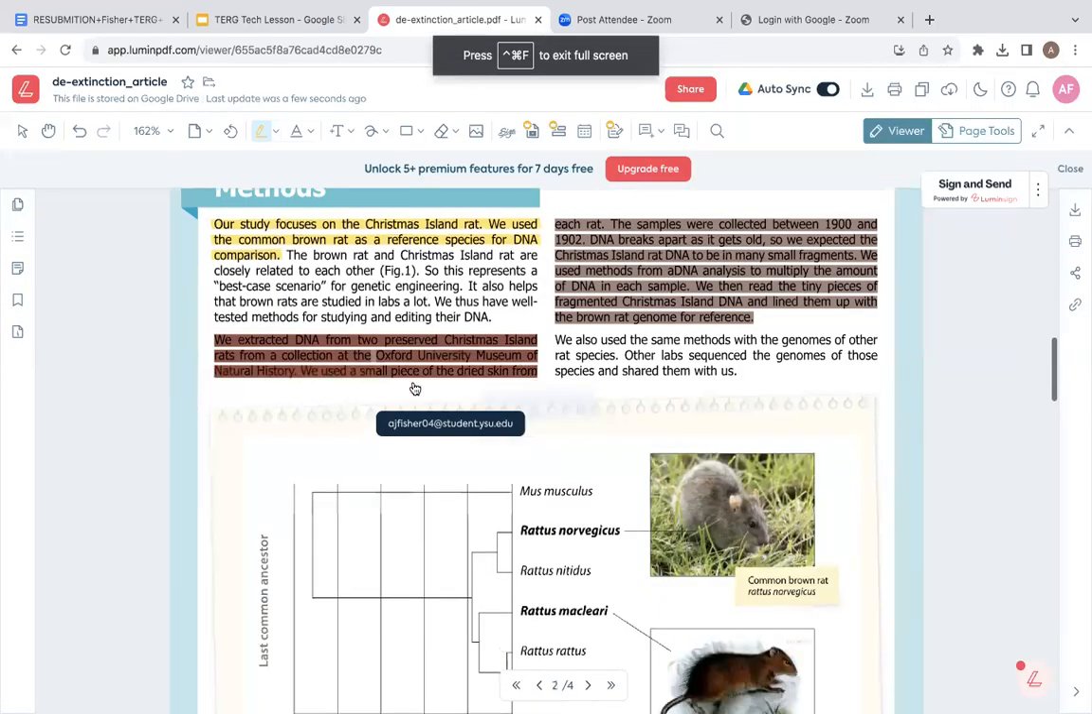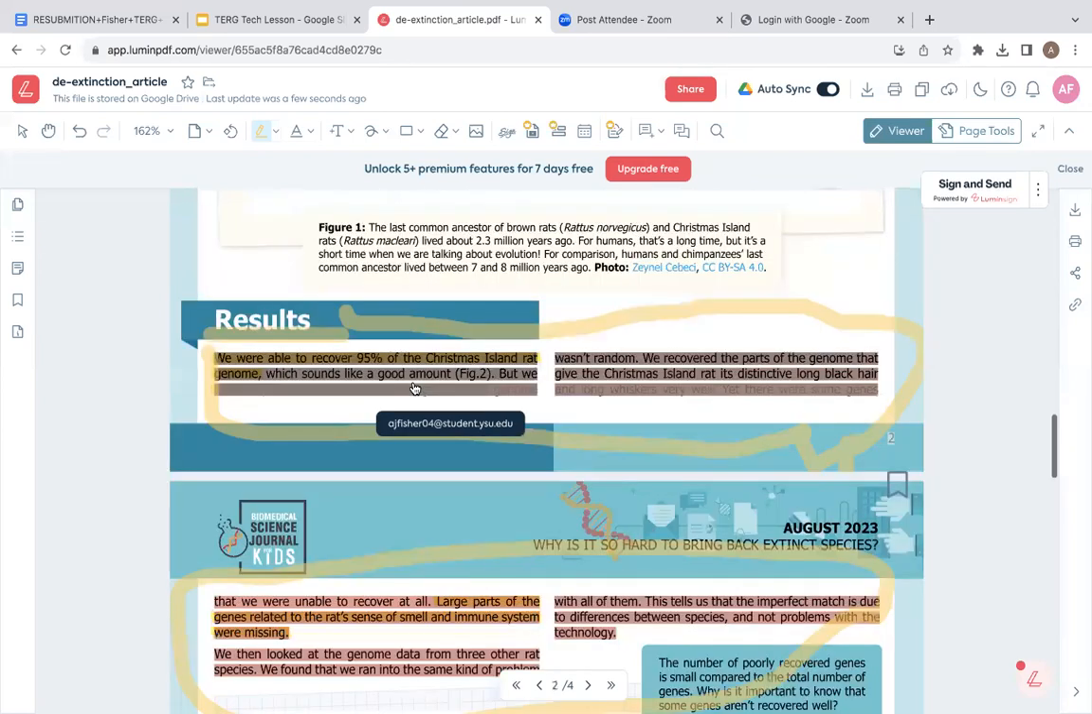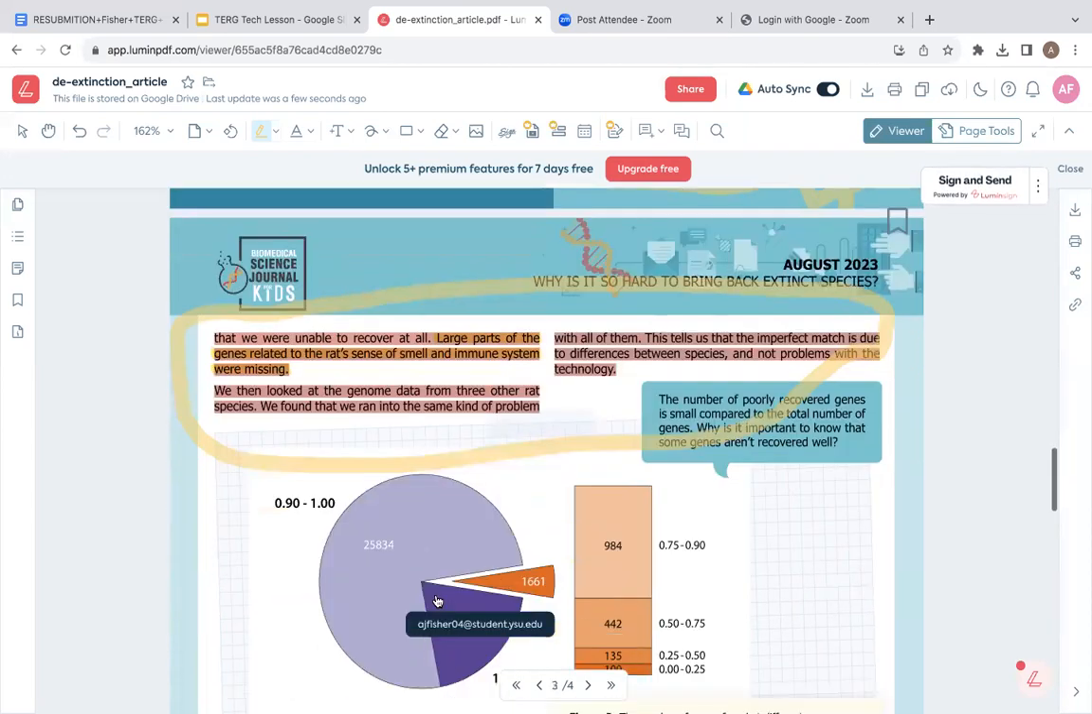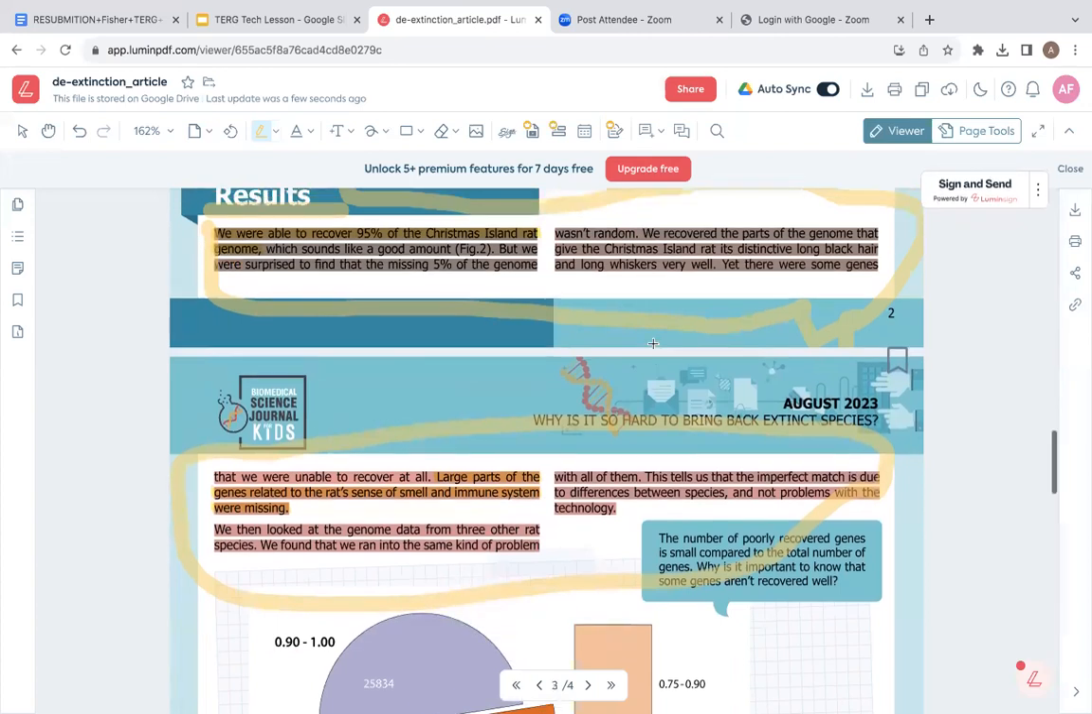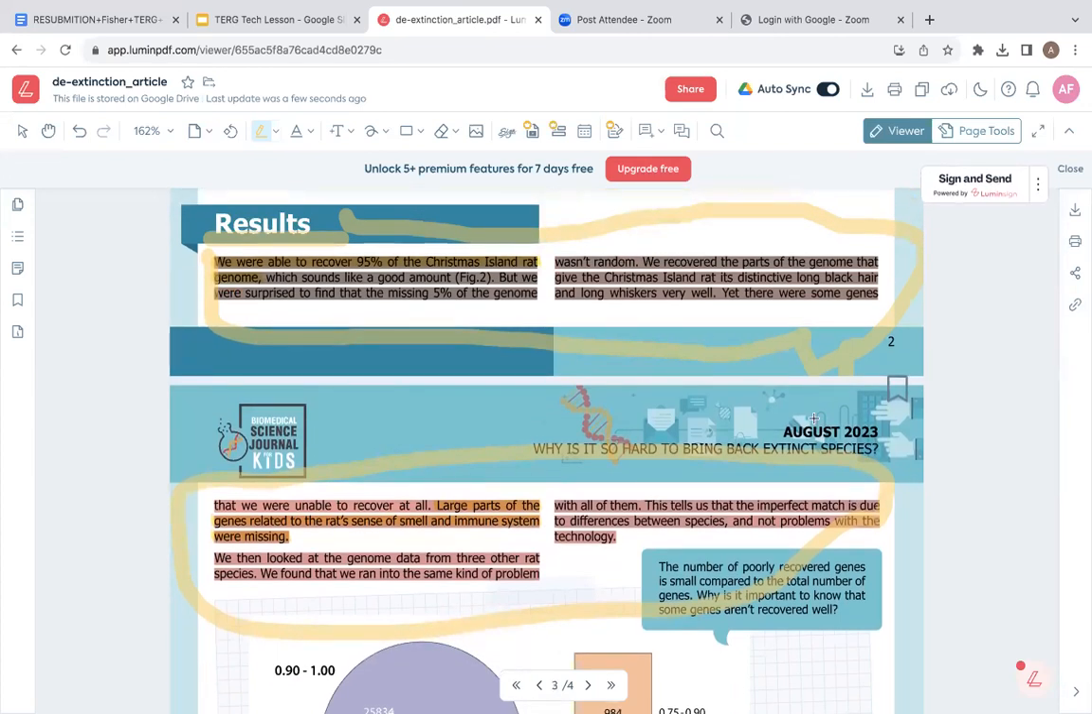So we're going to go down here. If you're following with us again, we're going to look at the end of page 2 where it says results and just starting on page 3. We were able to recover 95% of the Christmas Island rat genome, which sounds like a good amount, but we were surprised to find that the missing 5% of the genome wasn't random. We recovered parts of the genome that give Christmas Island rats its distinctive long black hair and long whiskers very well. Yet there were some genes that we were unable to recover at all. Large parts of the genome related to the rat's sense of smell and immune system were missing.